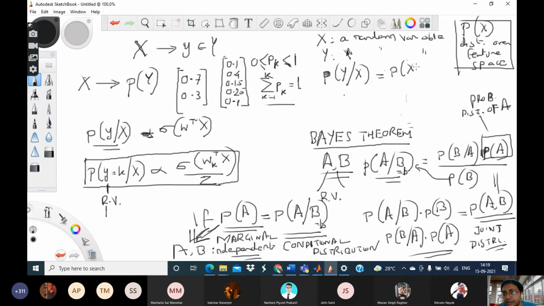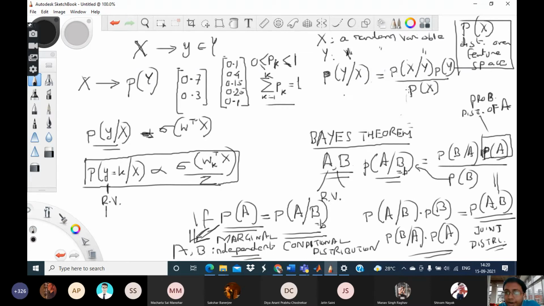Okay, so now according to Bayes theorem, we can clearly write this. So this is what Bayes theorem says.